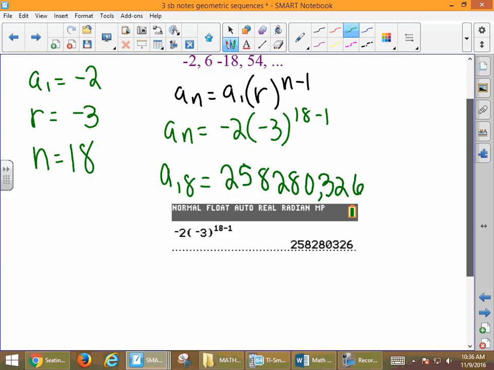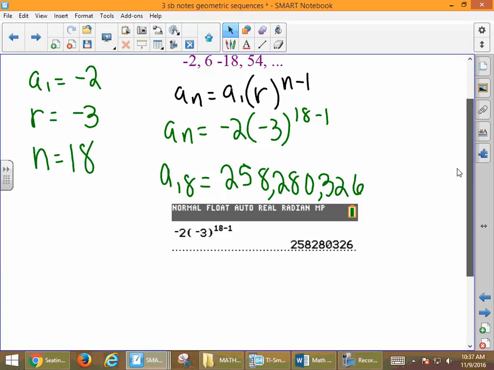258,280,326. And if you think about it, we're multiplying here. Our numbers are going to get big fast. 3 times -2 is -6. -6 times -2 is 12. Sorry, looking at the wrong problem, but yeah, 6 times -3 is -18. 18 times -3 is positive 54. 54 times -3. The numbers get big or small if we're dealing with the negative pretty quick.